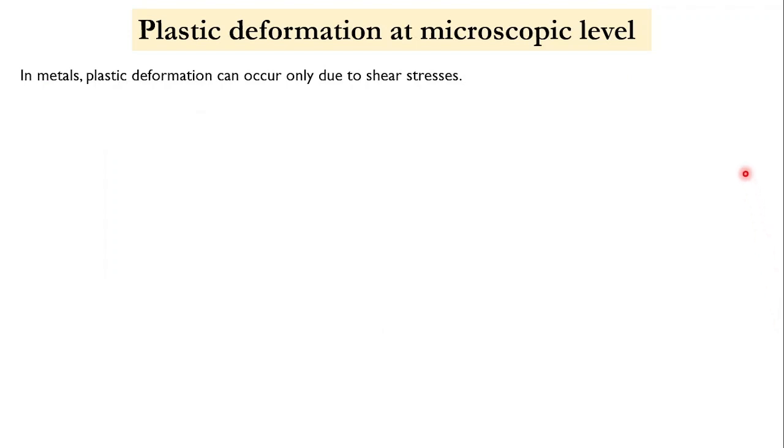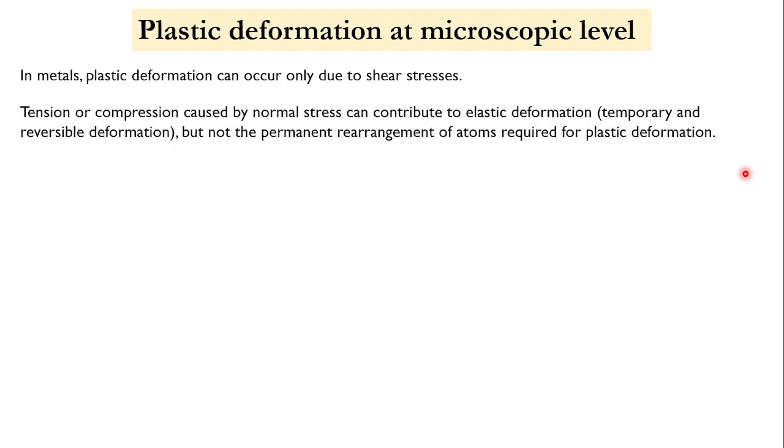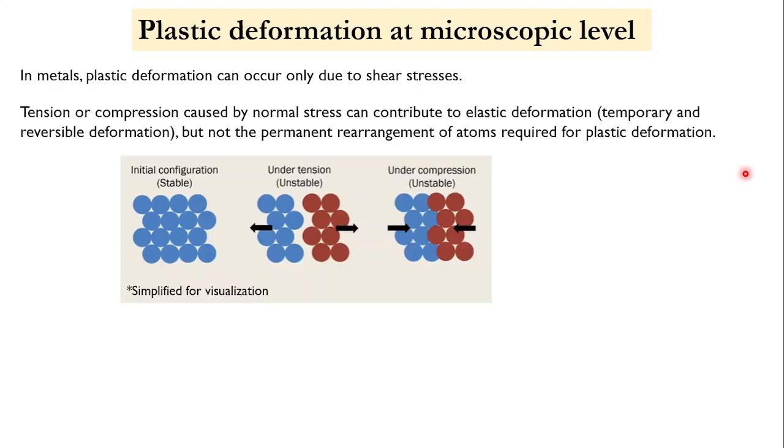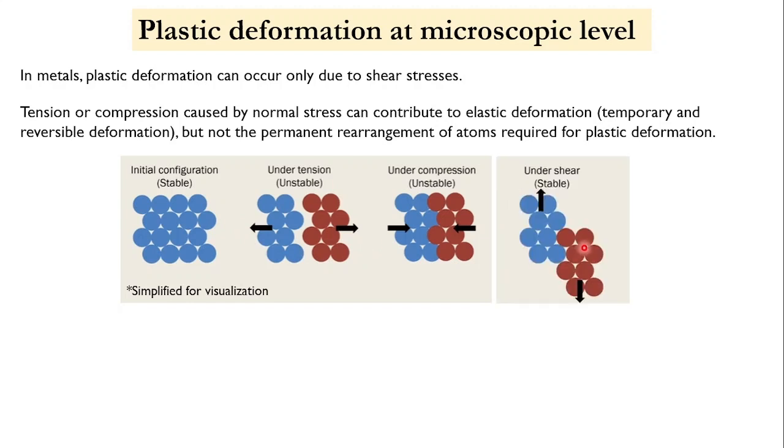Then if we look at the plastic deformation at the microscopic level, it can happen only due to the shear stresses. The normal stresses can only contribute to the elastic deformation, but cannot permanently change the arrangement of atoms, which is required for plastic deformation. If we try to understand from the schematic, this is the initial configuration, and under tension and compression these kinds of things are happening, but no permanent shearing of atoms is happening, which is required for plastic deformation, which happens only under shear.